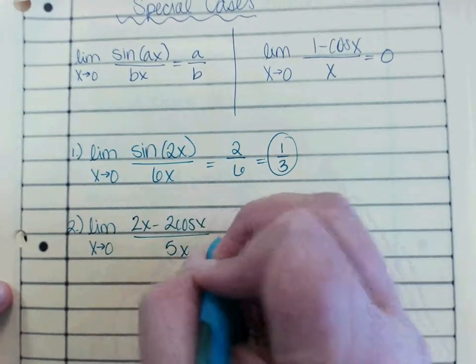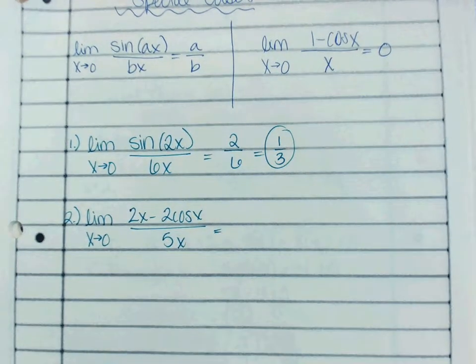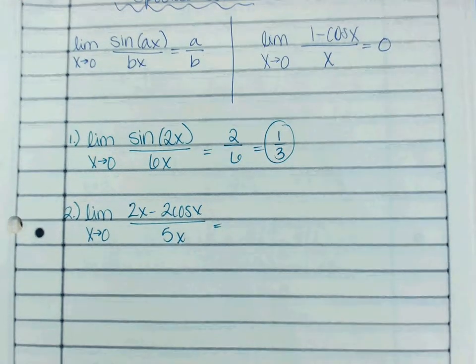Okay, look at the next one. Which rule does this look more like? Rule number 1 or rule number 2? Rule number 2. Now, it's not exactly the same, but we can make it look the same by factoring out a what from the top? We can take out a 2. Now, can we take out an x if this x is inside cosine? No. So we're going to take the 2 out, so I'll have 1 minus cosine on top. That looks the same, right? And then what do I need to pull off the bottom? 5. So I'm going to rewrite it like this.